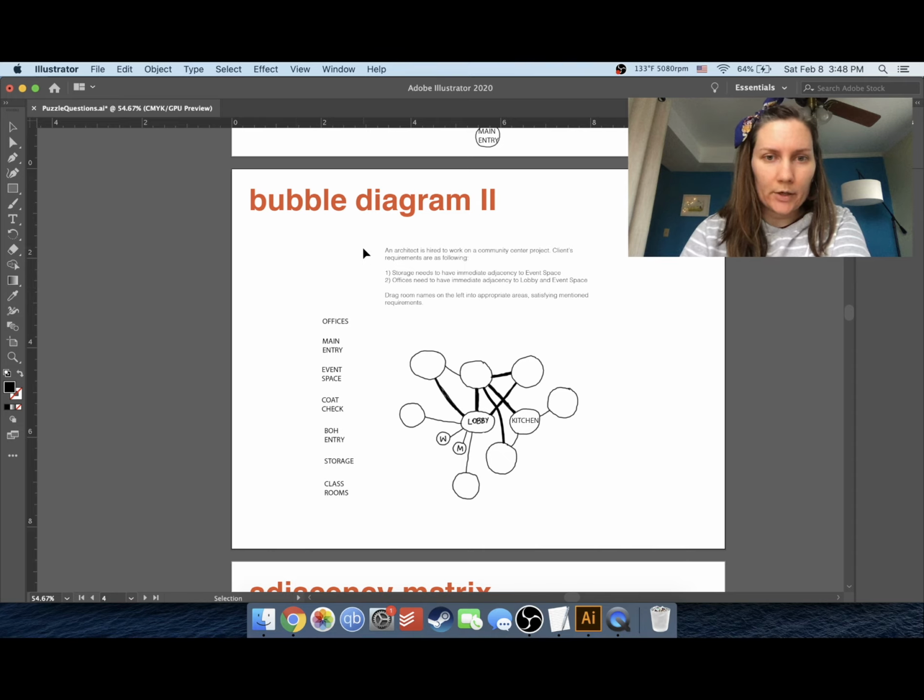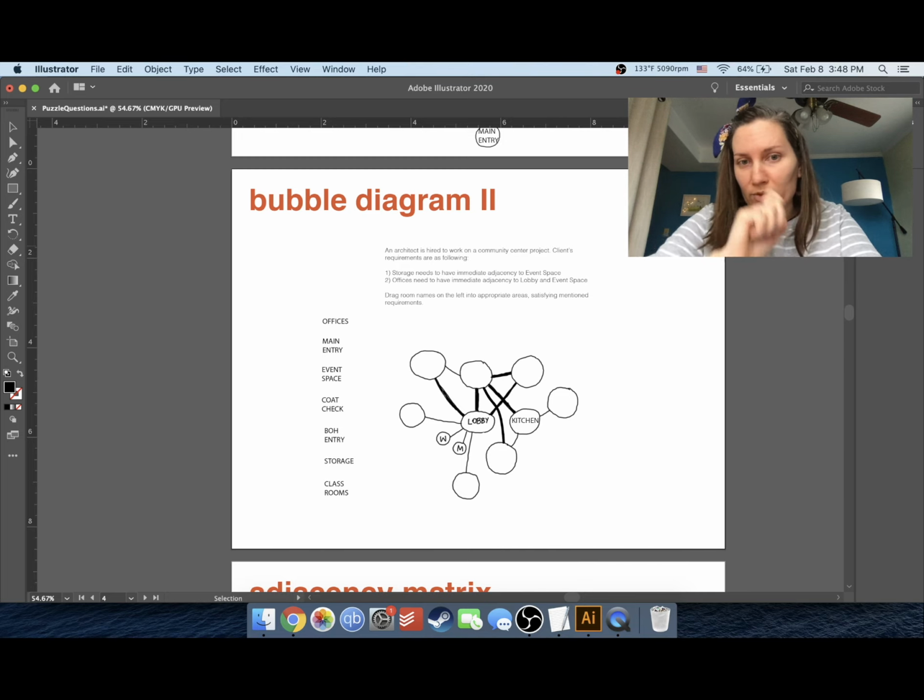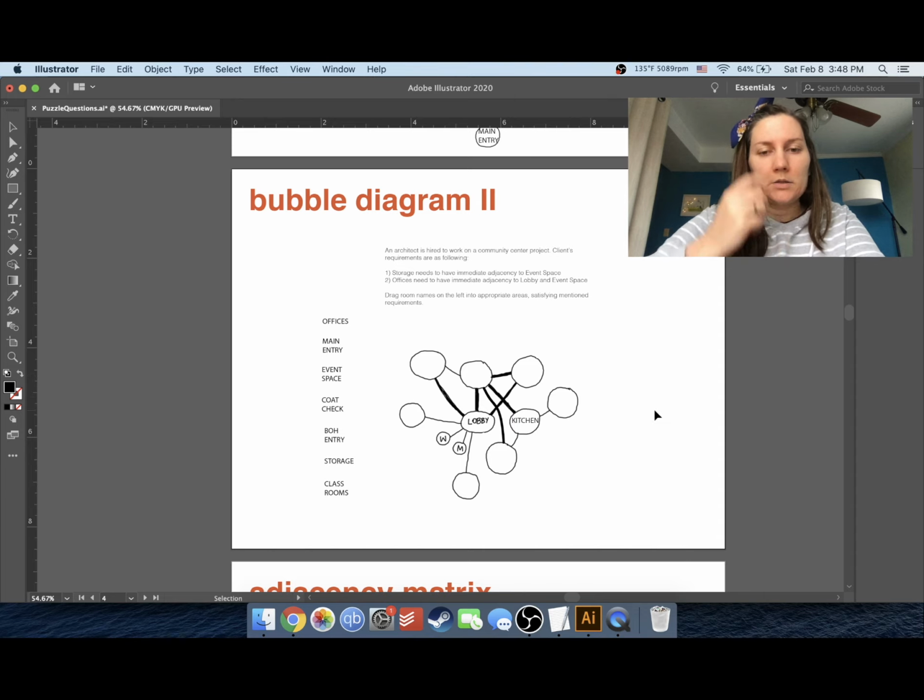It says, an architect is hired to work on a community center project. Client's requirements are as follows. 1. Storage needs to have immediate adjacency to event space. So this one is quite a bit harder than the previous one because both storage and event space are not really shown in here. This is probably a little harder than what you will see on the test, but the main principle remains the same of going back and forth between the written part and the graphic part, and getting your mindset used to such a way of thinking and thinking quickly about what is going on here. After reading requirement number 1, there isn't a whole lot that we can do here. But that's still not a reason to panic. We just move on to requirement number 2.